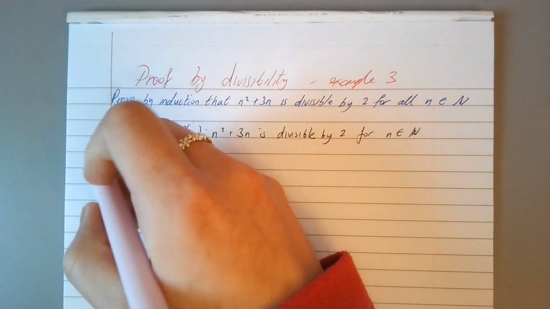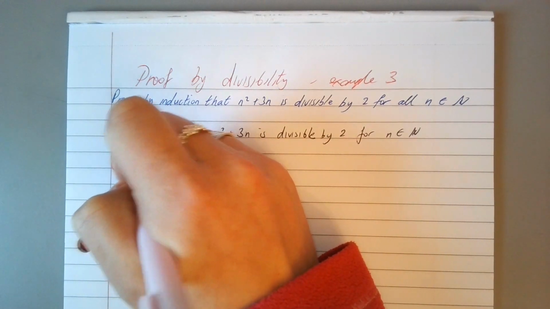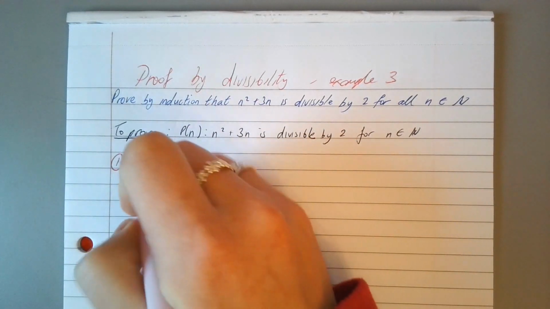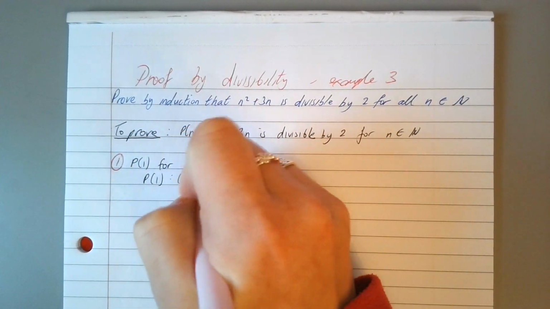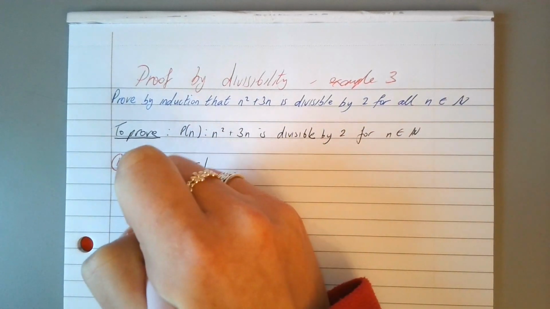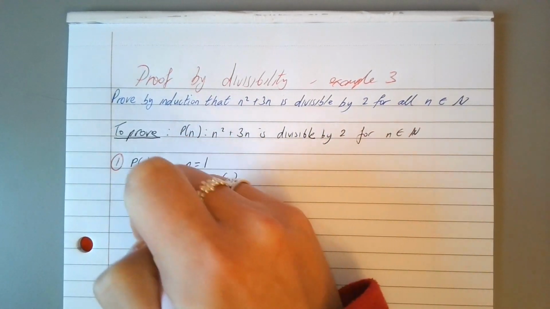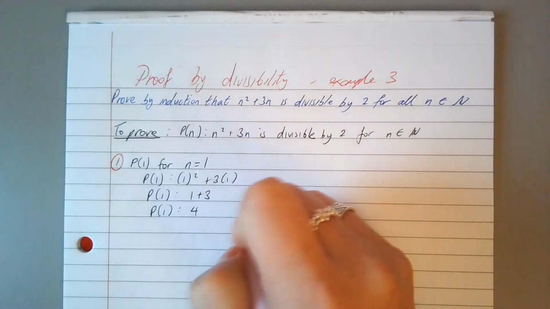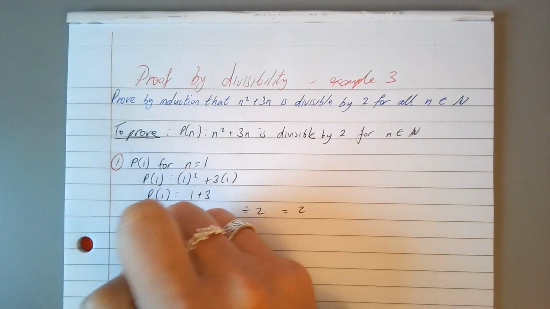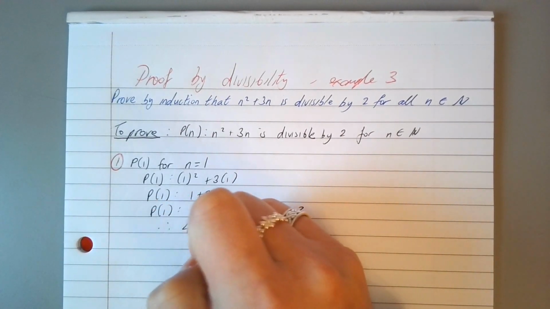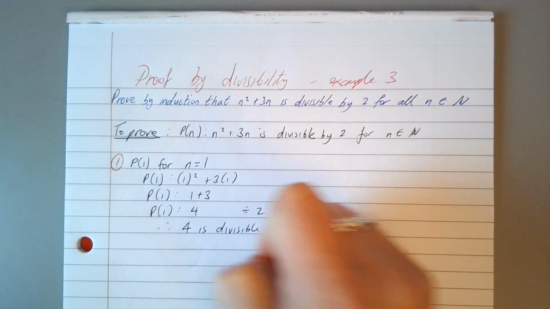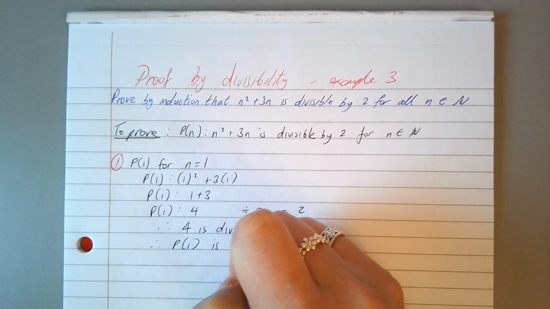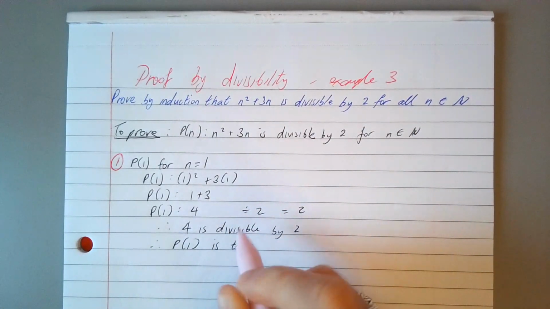P1 for n is equal to 1. And we'll sub in 1 for n. P1 is 1 squared plus 3 times 1. Proposition 1 is 1 plus 3. Proposition 1 is 4. And we want to know if that's divisible by 2. So divide by 2 and we get 2. So therefore, 4 is divisible by 2, and proposition 1 or P1 is true. So that's our first step for this question.